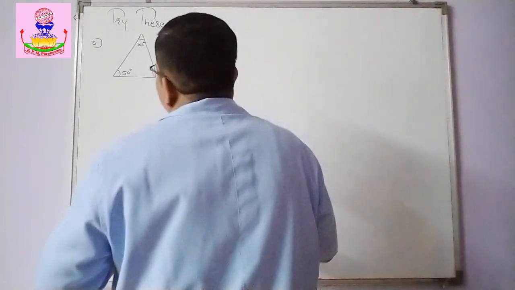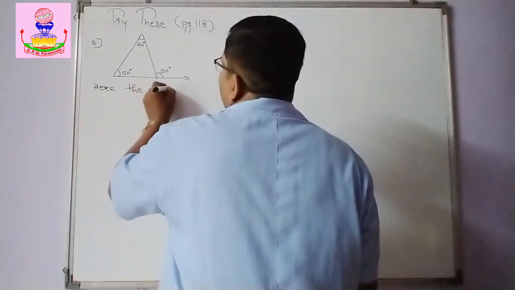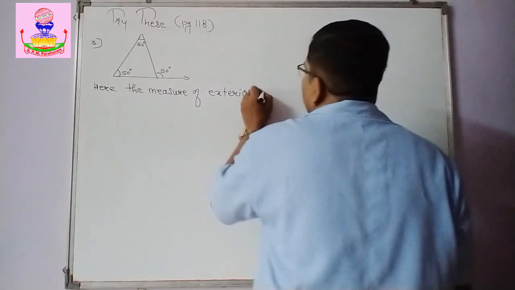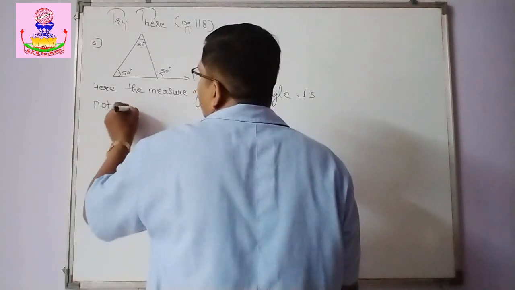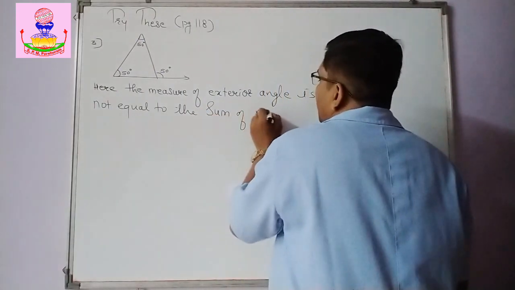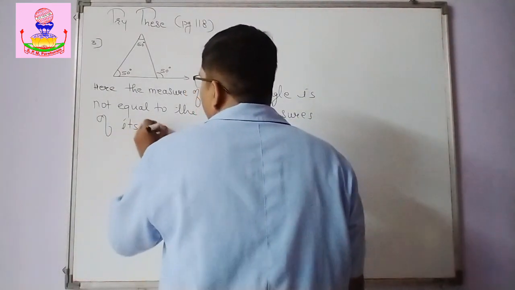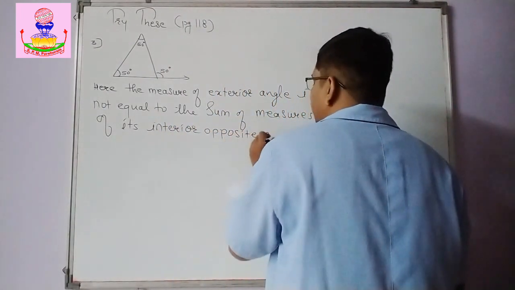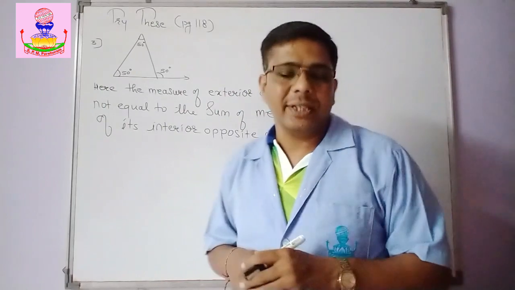Okay, so here we can see, here the measure of exterior angle is not equal to the sum of measures of its interior opposite angles. Do you get it? And that is what the wrong thing is there.